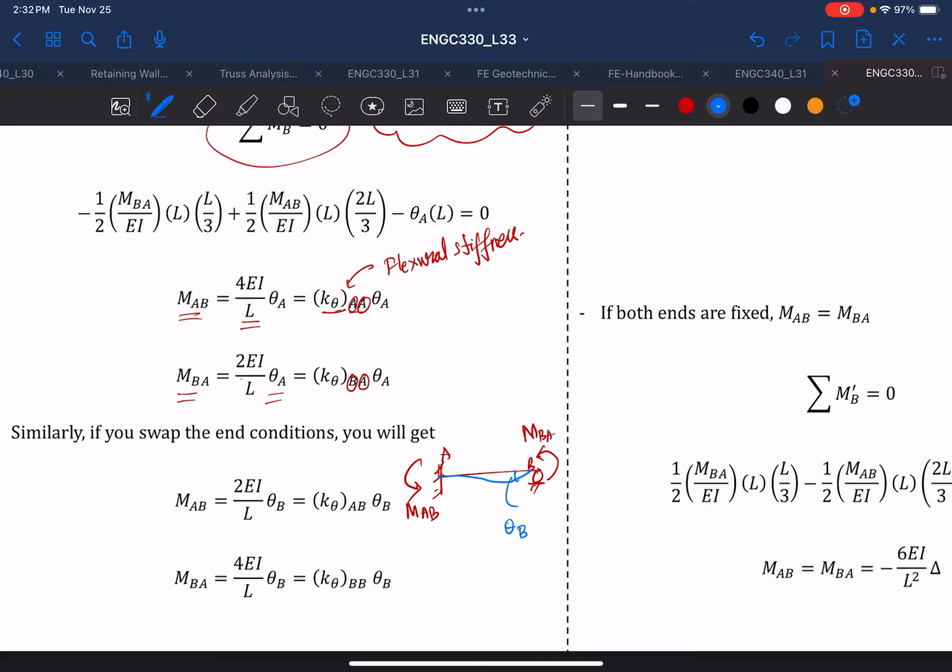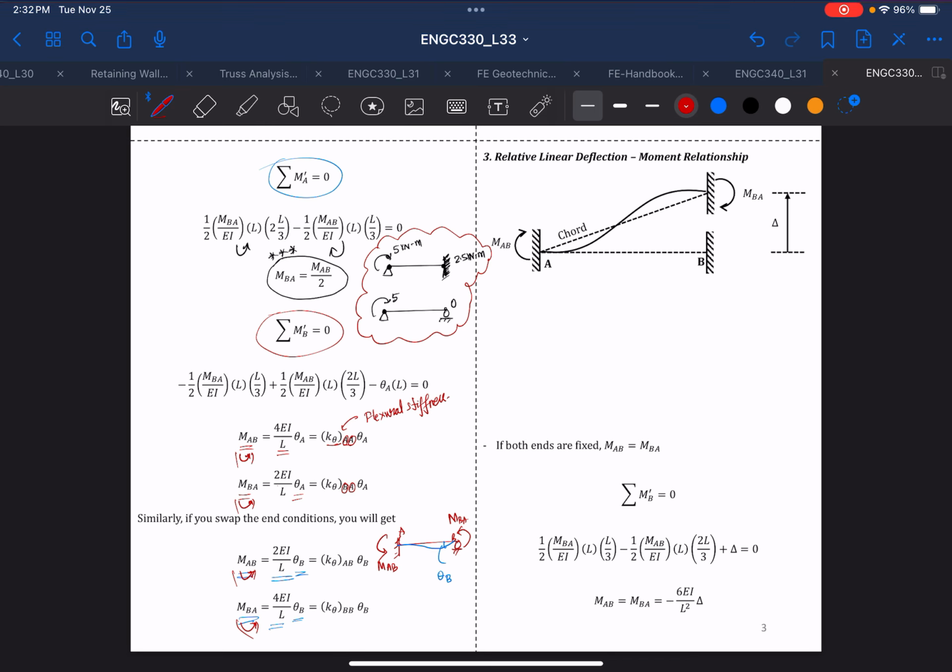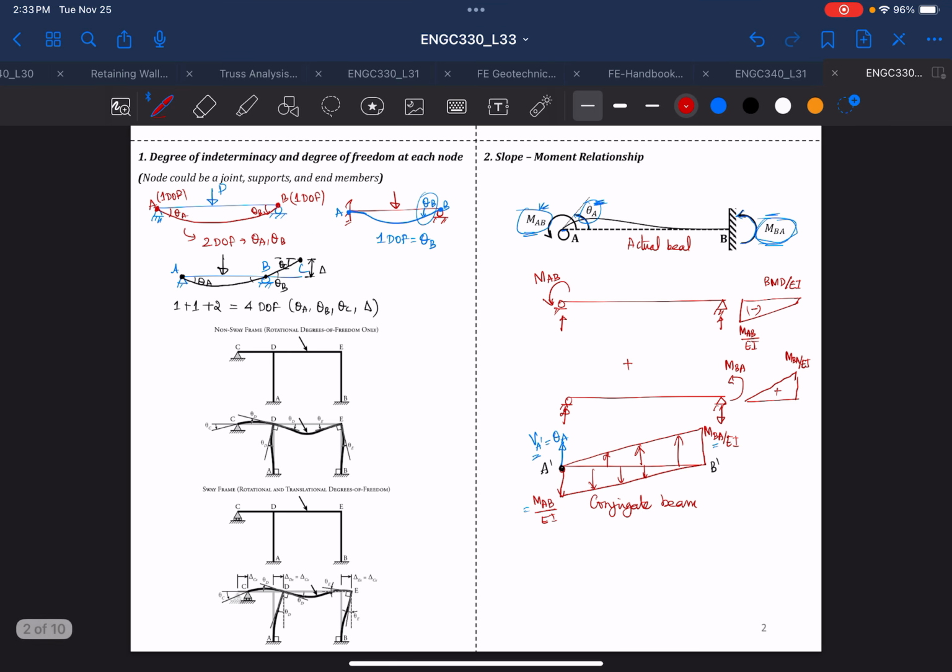And if we use the same concept of drawing the bending moment diagram using conjugate, you'll finally find that MAB is equal to 2EI over L theta B, and MBA is equal to 4EI over L theta B. So that will be your final relationship between theta A and theta B in a beam. And please remember that we always follow sign convention. We know that this is all counterclockwise. So that's the relationship that we get between the slope and moment.